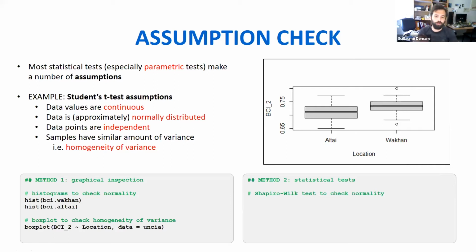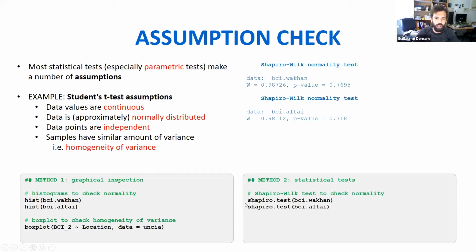But the most common one to use to test normality is the Shapiro-Wilk test. This is what you can write in your console in R to perform that test. It's simply shapiro.test, that's the function, and in between, we test normality for each of these groups. We already have the objects called bci.wcan and bci.altai, so we'll do it for both. These are the two summaries that we get for that test. The statistic here is W, the value of the statistic, and you have a p-value associated with it, but we'll talk about p-values a bit more.